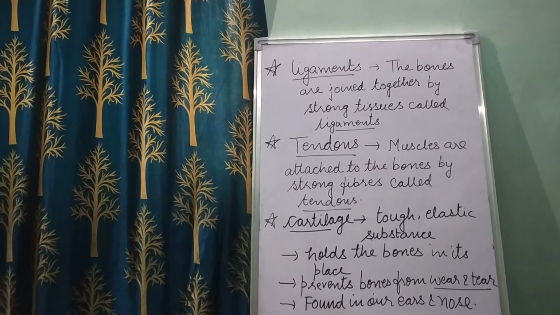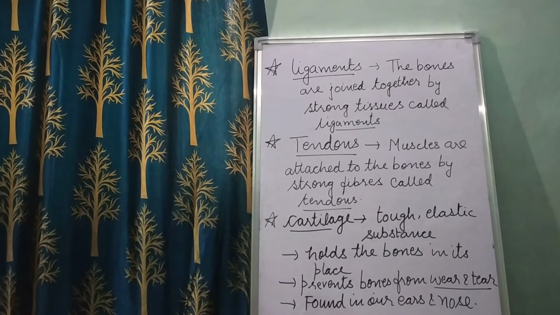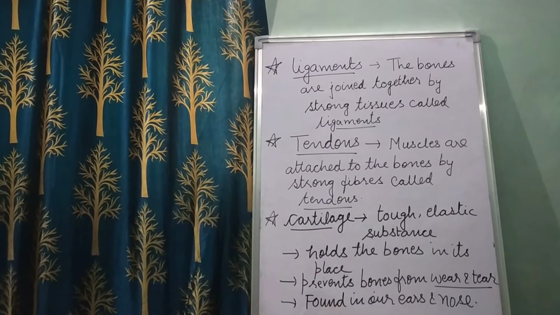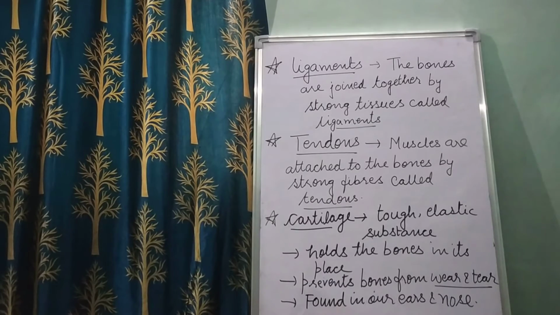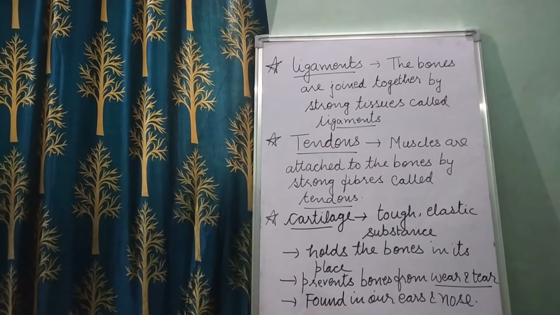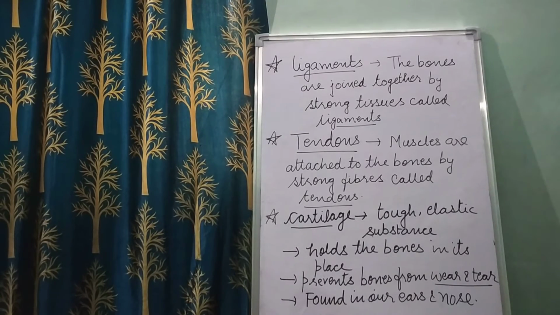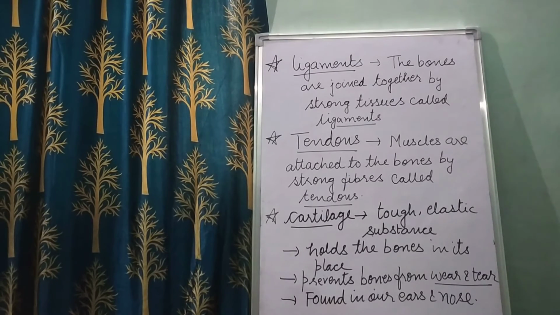Okay, now the third one is cartilage. Okay, so children, cartilage holds the bones together at the joint, and it also protects the bones. Without cartilage, what will happen? The bones would rub against each other and wear out. It will cause damage.